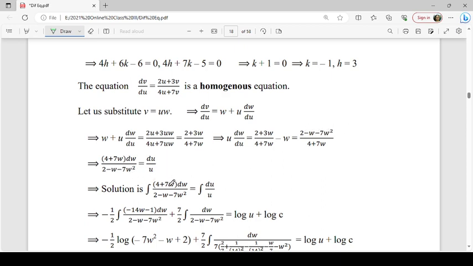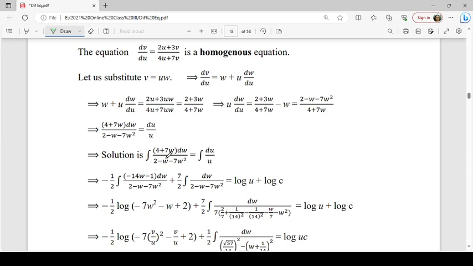Then the solution is the integration of this. So the right hand side is log u, and the left hand side is an algebraic fraction. First we find the derivative of the denominator, which is minus 14w minus 1. We have to make that here, so that if we substitute the denominator as z, this becomes dz, and to make this equal we have to add this one. So this plus this gives a fraction, 7 by 2.